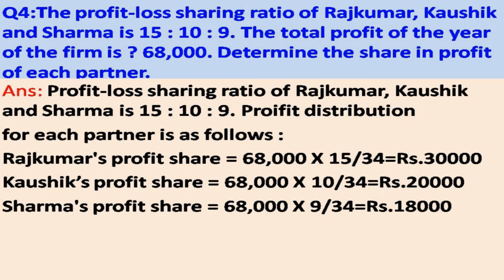So profit distribution is equal to 15 plus 10 plus 9 is equal to 34. So Rajkumar's profit share is equal to 68,000 into 15 upon all 34 is equal to 30,000. Kaushik's profit share is equal to 68,000 into 10 upon all 34 is equal to 20,000. And Sharma's profit share is equal to 68,000 into 9 upon all 34 is equal to 18,000.